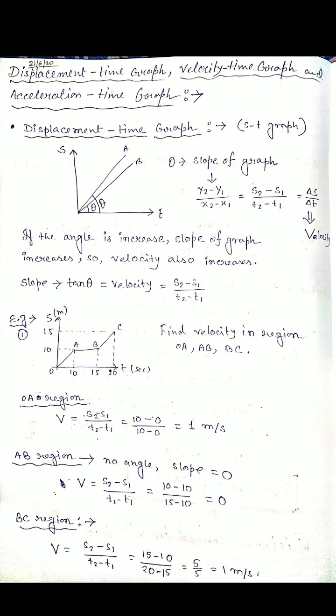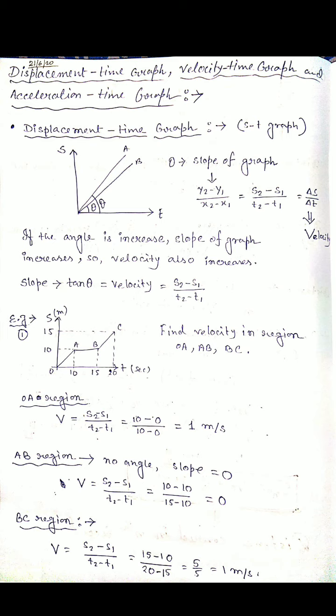Today's topic, we discuss some graphs related to displacement, velocity and acceleration. So we can say the displacement-time graph, velocity-time graph and acceleration-time graph. The most important graphs are the displacement-time graph and the velocity-time graph, because we know that the rate of change of displacement is called velocity, and the rate of change of velocity is acceleration. If you understand the displacement-time graph, then you can also understand the velocity-time graph as well as the acceleration-time graph.